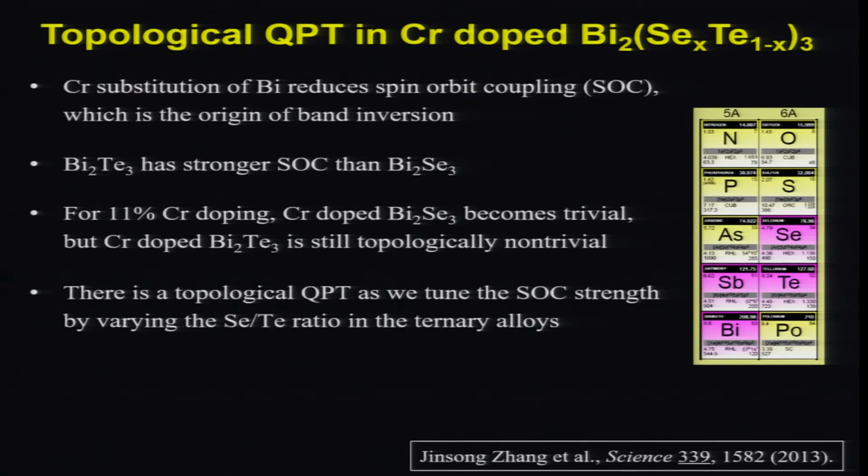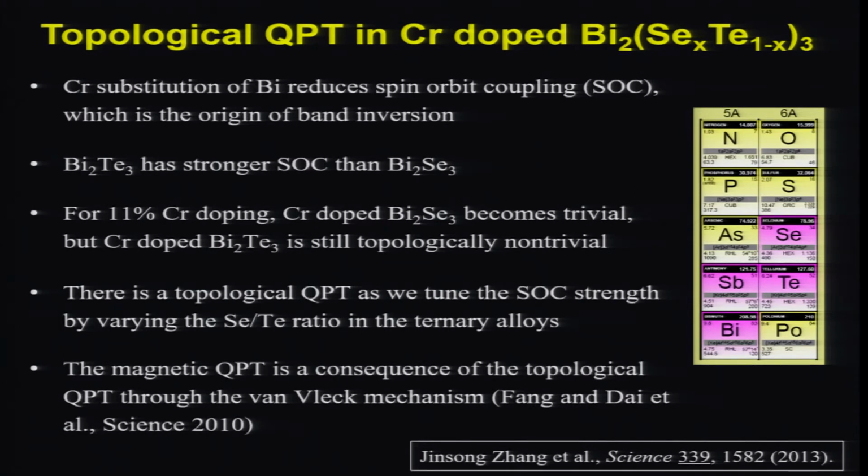And if we follow this theory paper by Zhong Fang and Xi Dai, in this paper they calculated that the ferromagnetic phase is favored when the band topology is inverted, when it's non-trivial. So this is consistent. So in the end, the picture is that by this doping, we change the spin-orbit coupling strength, drive a topological phase transition, and then it is followed by a magnetic phase transition due to this Van Vleck mechanism. So that's what was published a few years ago.